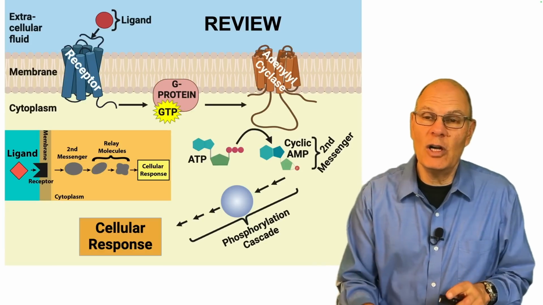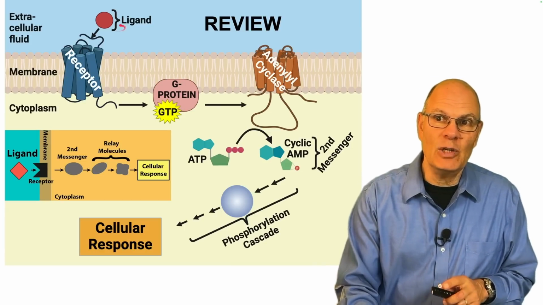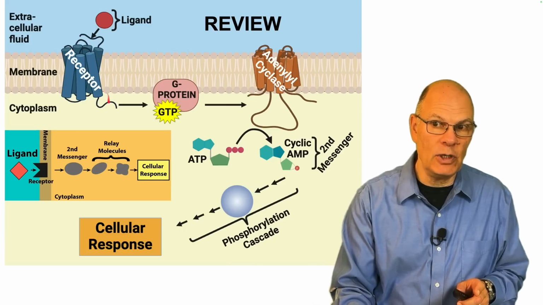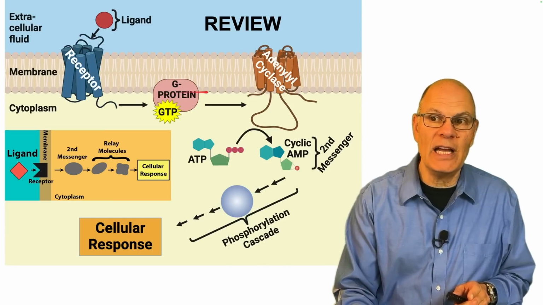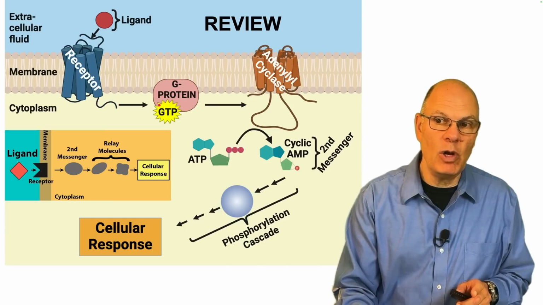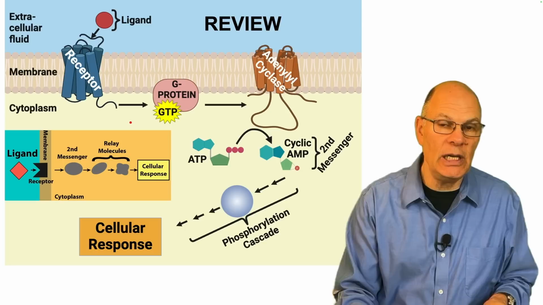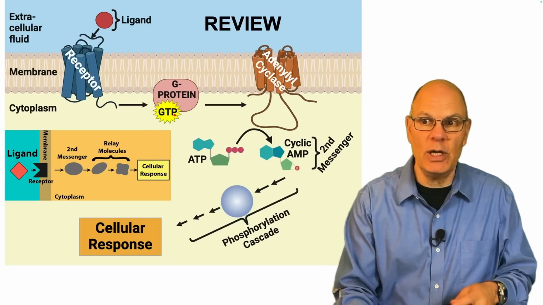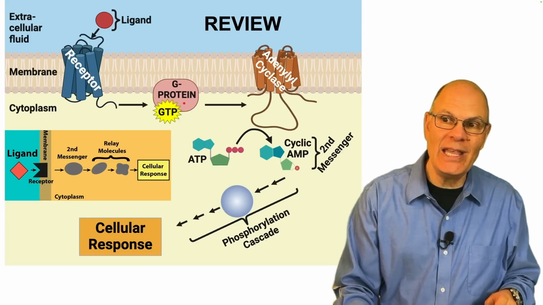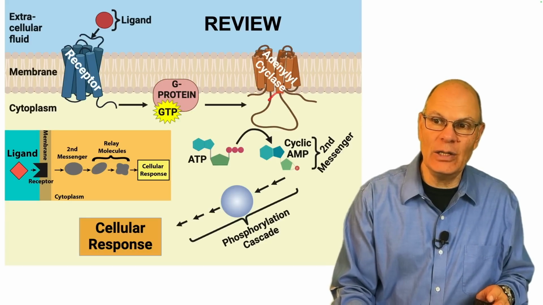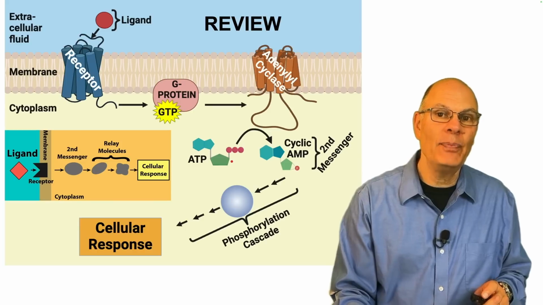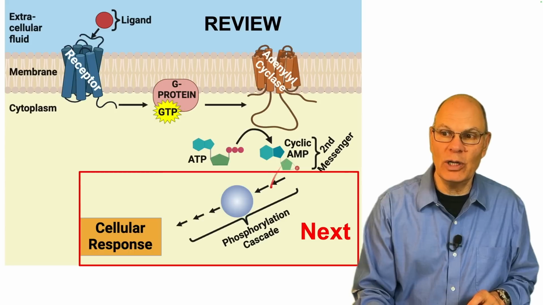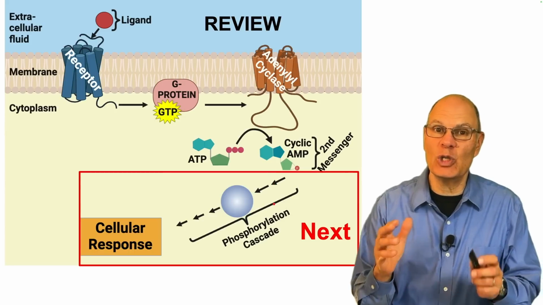So let's review what we've talked about so far. We've talked about reception. We have the ligand, which is epinephrine. It binds with the G protein coupled receptor. The receptor changes shape on its cytoplasmic side. It interacts with the G protein, causing it to discharge GDP, which is what it's bound to when it's dormant, and bind with GTP, which is what it binds with when it's active. The G protein then in turn can activate adenylyl cyclase, which takes its substrate, ATP, and converts it into cyclic AMP, the second messenger. What we're going to look at next is the cellular response.